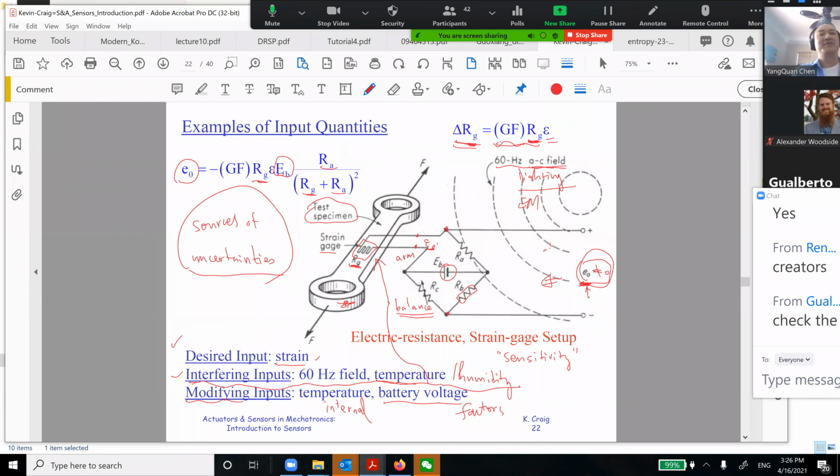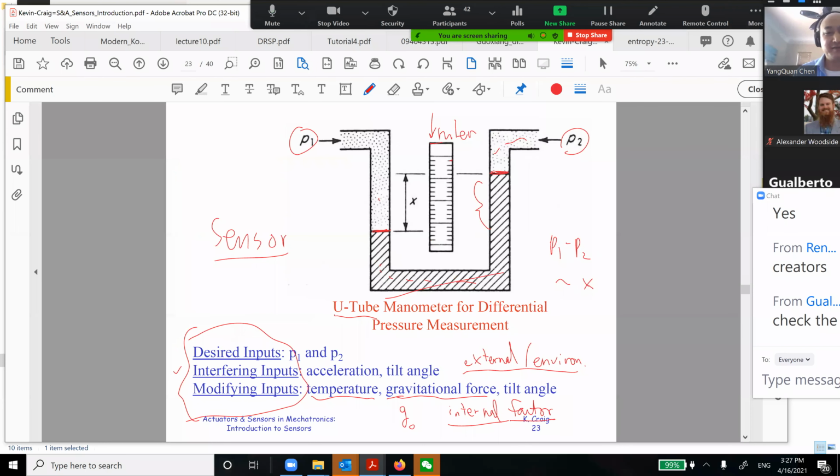And a lot of times, you didn't spend time to verify the sensor. Then in the end, your performance is not good, everything is working, but it's not working nicely. And in the end, you find out, that's because of the sensor. I thought it's accurate, but it's not. It will bite you in the later stage of your project. So you better in the beginning understand the sensor, these inputs, interfering inputs, and modifying inputs, okay.